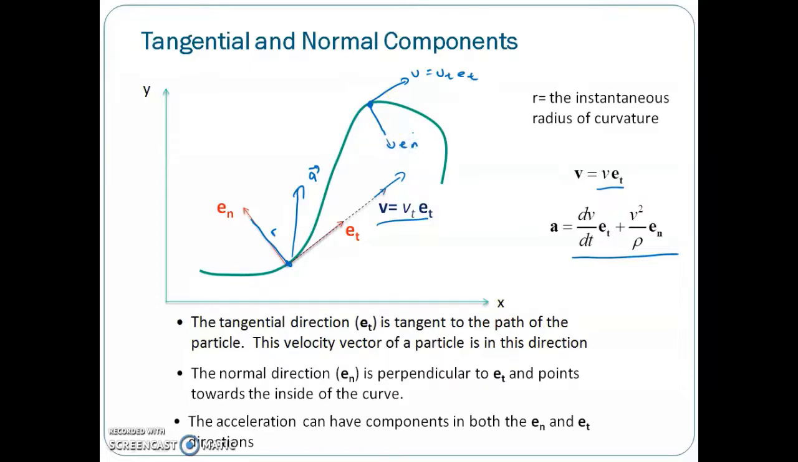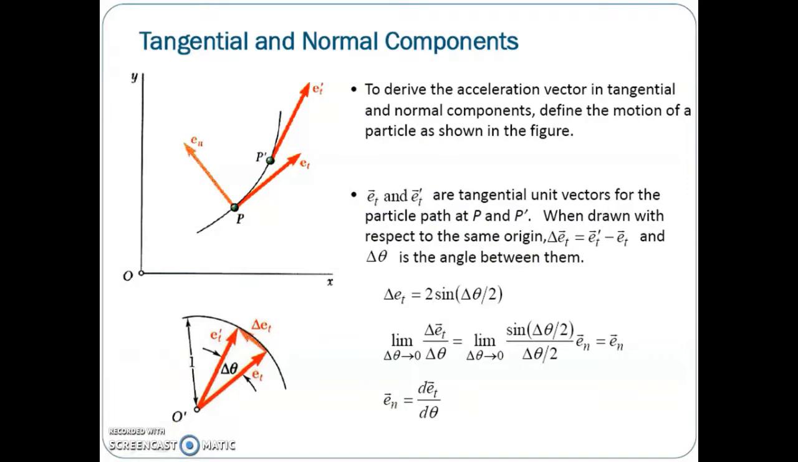Then we have this direction, which is our e_n direction, right? To determine our a, or acceleration, we will have the components of the tangential part e_t. In this particular part we have a_t, and in this particular component we have a_n. Basically, these give us the acceleration vector. So let's have a look at how to derive this acceleration vector in tangential and normal components.